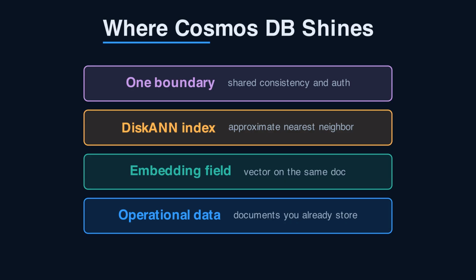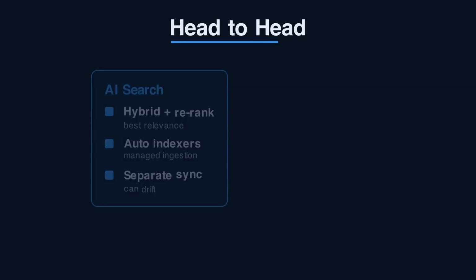You get transactional writes, global distribution, and millisecond reads on the same records you query for everything else. If your app already runs on Cosmos DB and vectors are just one more attribute, collocating them is a genuinely simpler architecture. Put them side by side.